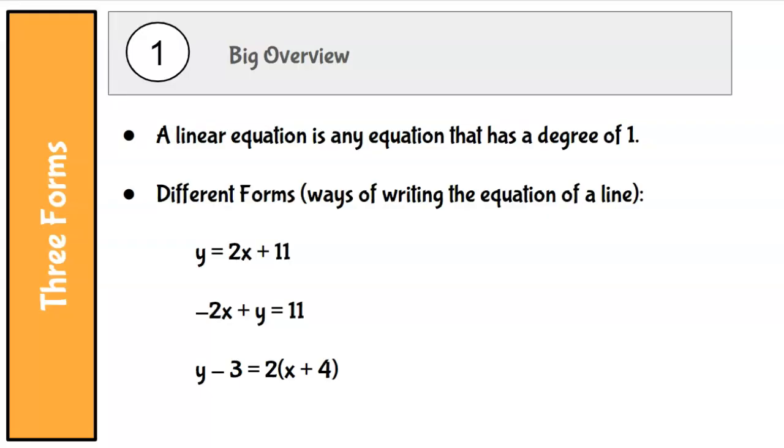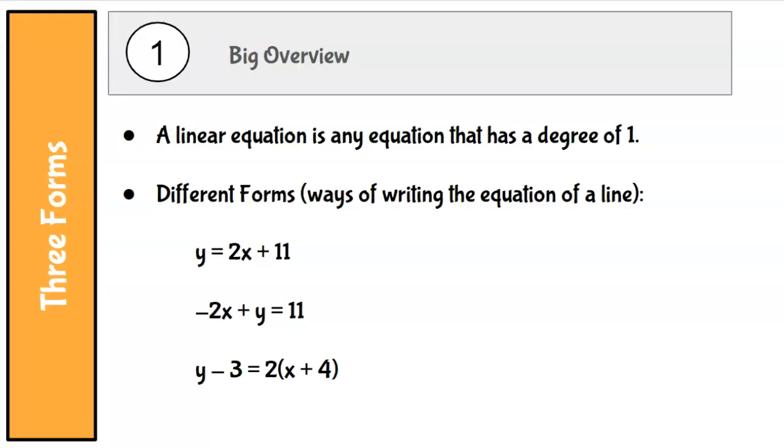First, big picture here. A linear equation is any equation, remember, that has a degree of 1. That means the x is not going to have any exponent on it. The y won't have any exponent on it. If you have an equation like that, and the x is in a fraction, in the denominator of a fraction, it's going to be a linear equation. There are three different forms of an equation.